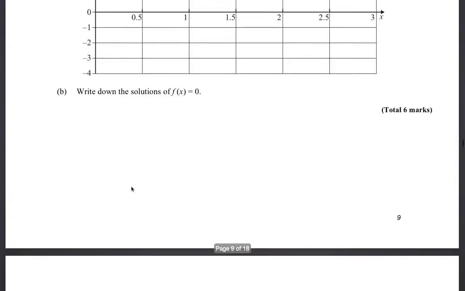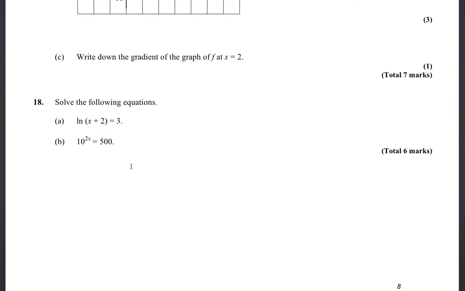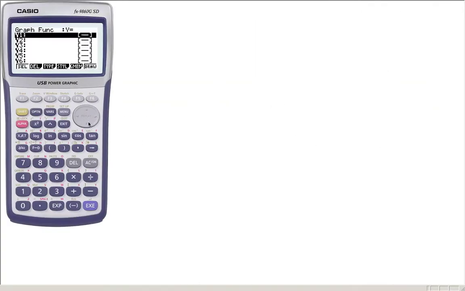Let us do the 18th one now. Solve the following equations. The first one is ln of x plus 2 equal to 3. I'm going to use the graph. So I'm going to take ln of x plus 2 as y1 and I'm going to take this constant function 3 as y2. So graph ln of bracket x plus 2 close the bracket, and 3.